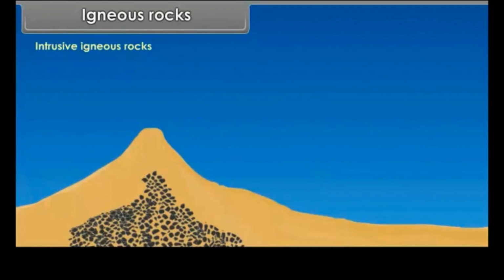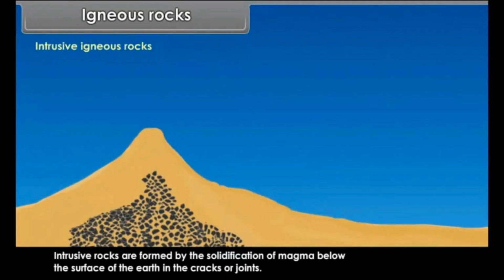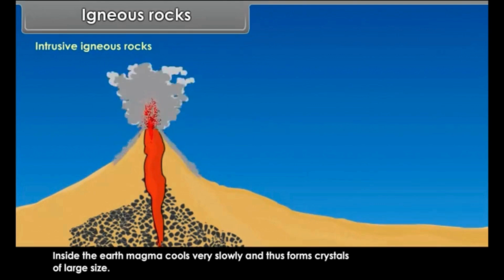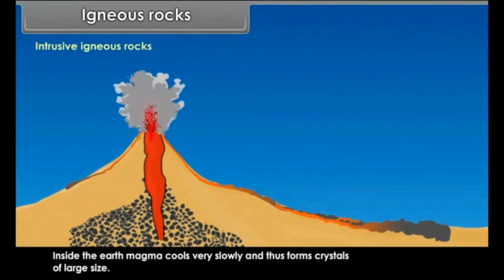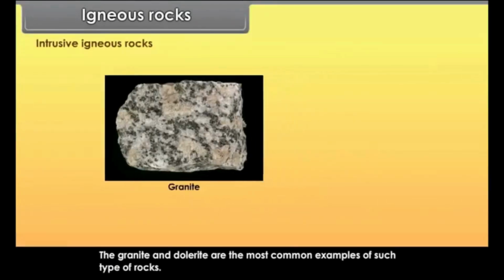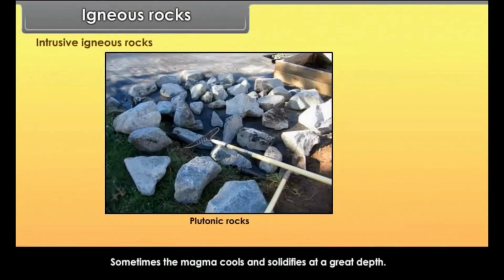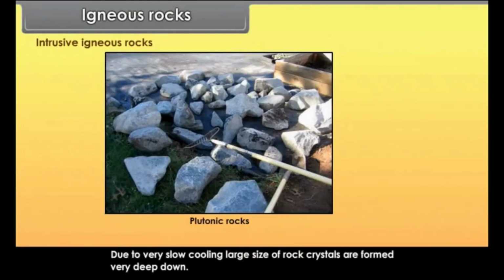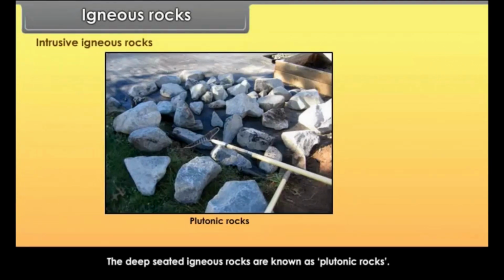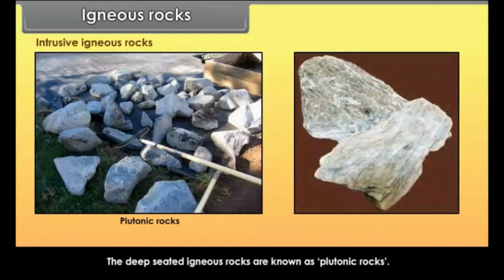Intrusive igneous rocks. Intrusive rocks are formed by the solidification of magma below the surface of the Earth in the cracks or joints. Inside the Earth, magma cools very slowly and thus forms crystals of large size. Granite and dolerite are the most common examples of such type of rocks. Sometimes the magma cools and solidifies at a great depth. Due to very slow cooling, large size rock crystals are formed very deep down. The deep-seated igneous rocks are known as plutonic rocks.